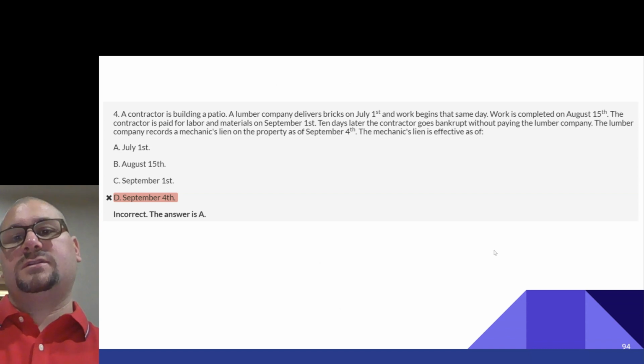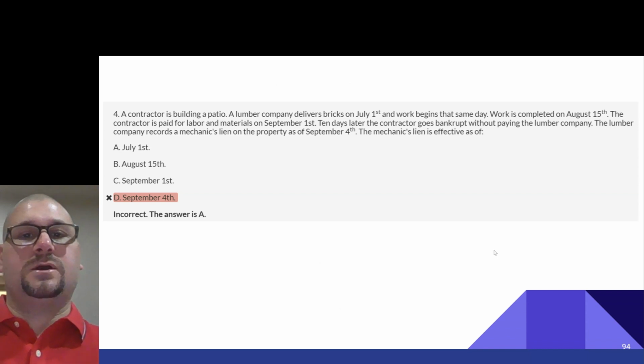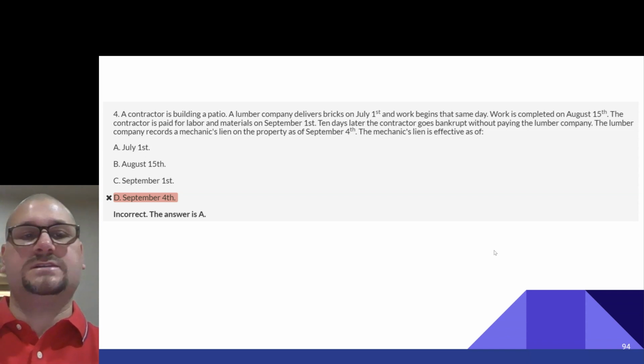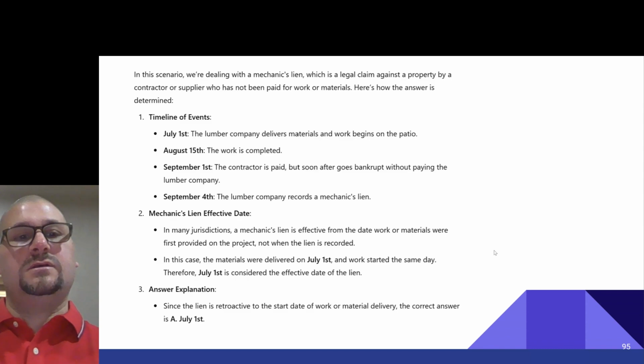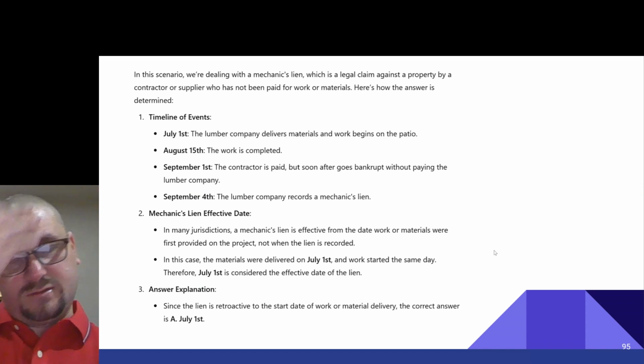10 days later, the contractor goes bankrupt without paying the lumber company. The lumber company records a mechanics lien on the property as of September 4th. The mechanics lien is effective as of July 1st. So again, the materials were delivered on July 1st and work started that same day. Therefore, July 1st is considered the effective date of the lien.